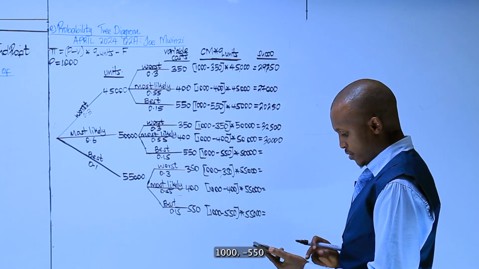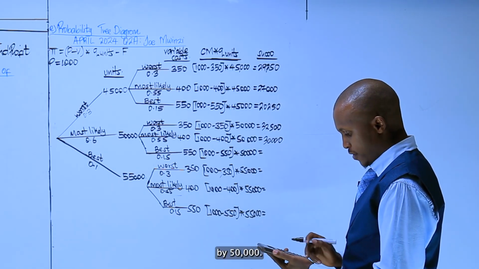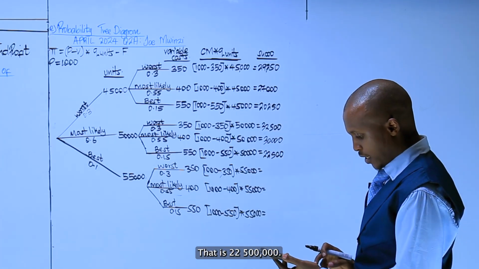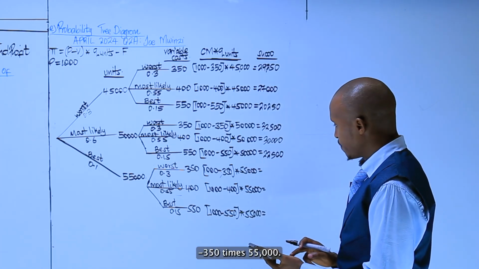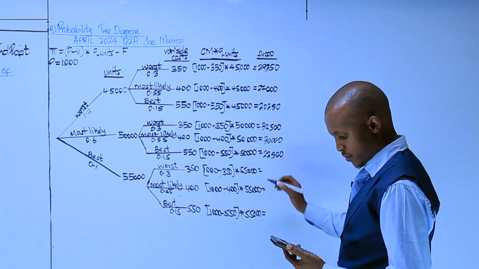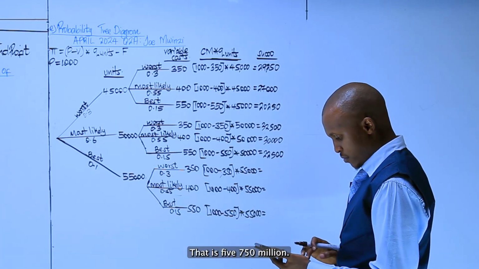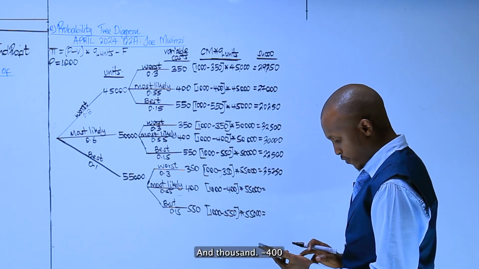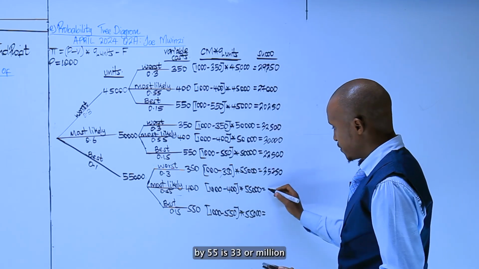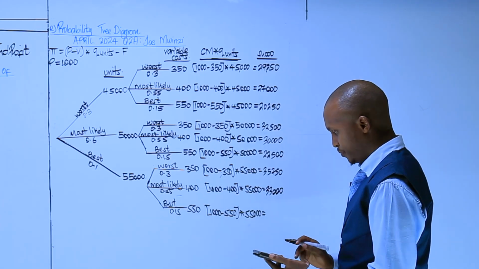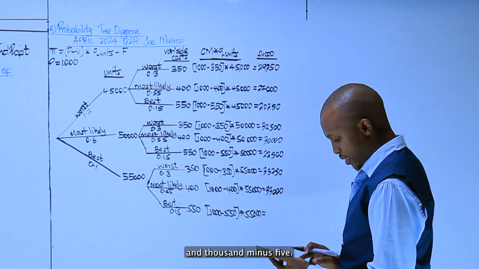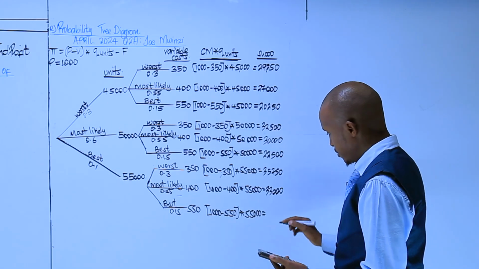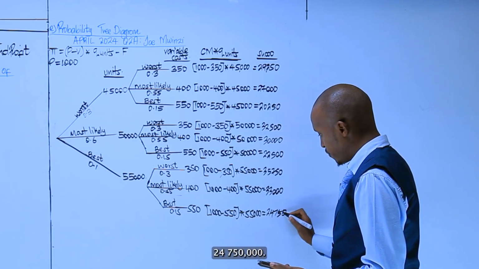1,000 minus 550 by 50,000 is 22,500. 1,000 minus 350 times 55,000 is 35,750 million. 1,000 minus 400 by 55 is 33 million. 1,000 minus 550 times 55,000 is 24,750,000.